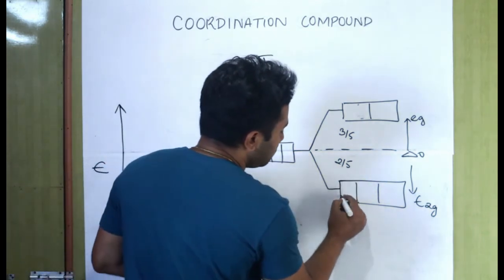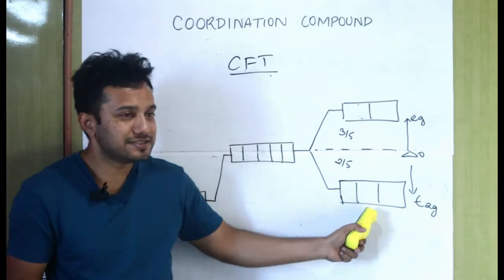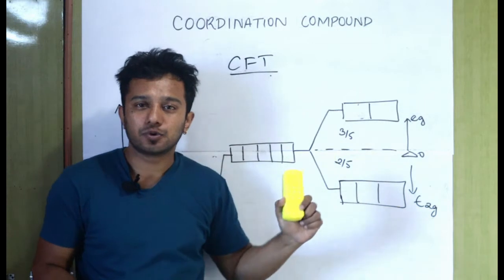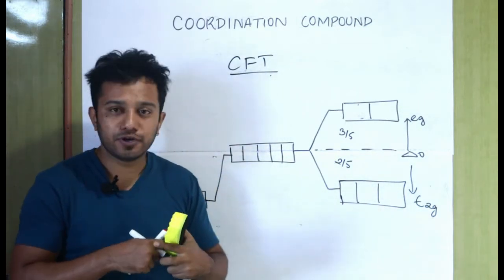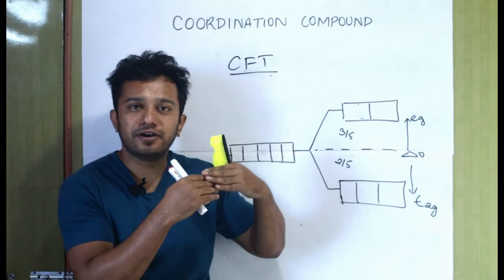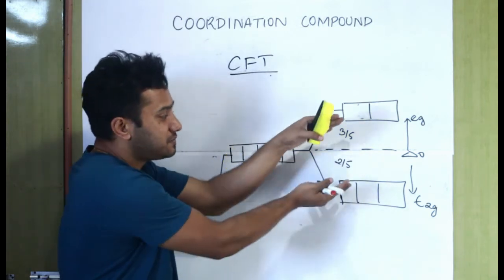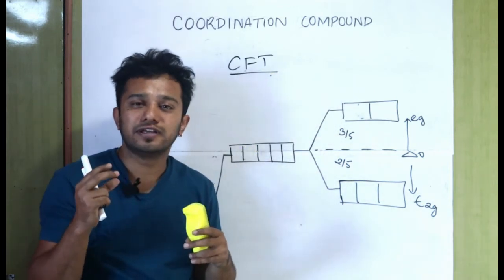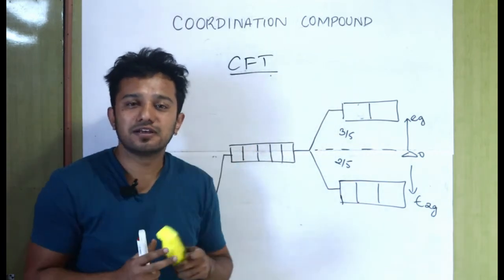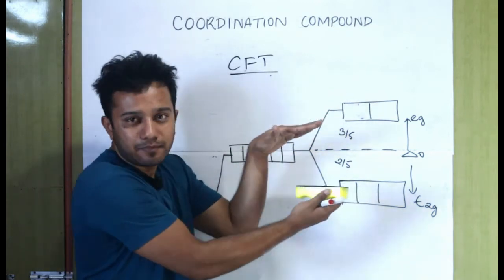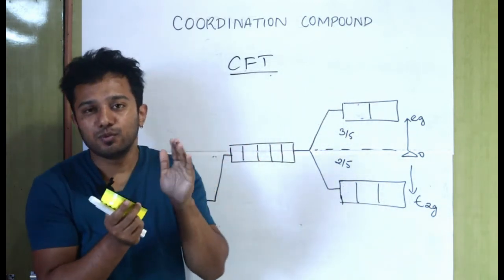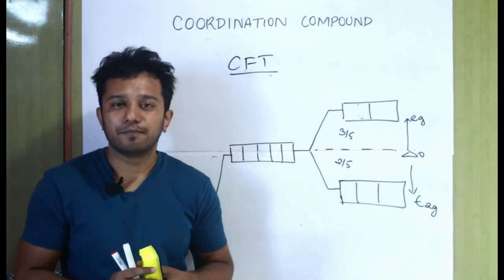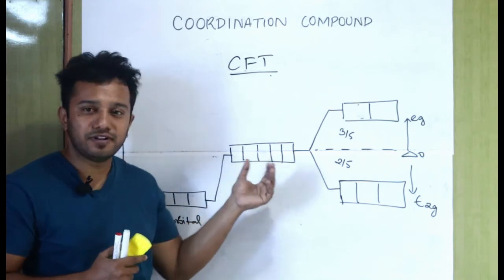Out here in t2g we are going to have dxy, dyz and dxz. Out here dx2-y2 and dz2. So what happens in crystal field theory is that when the ligand is a strong ligand, the splitting is quite large, whereas when the ligand is a weak ligand, the splitting is lower. So in a weak field we have a lower energy gap. In a strong field ligand we have a larger energy gap. So why are we learning crystal field theory?